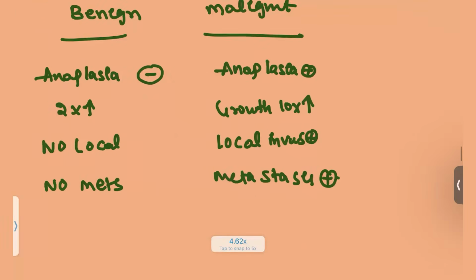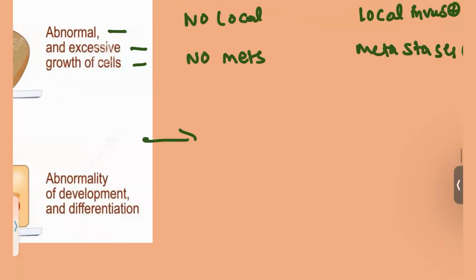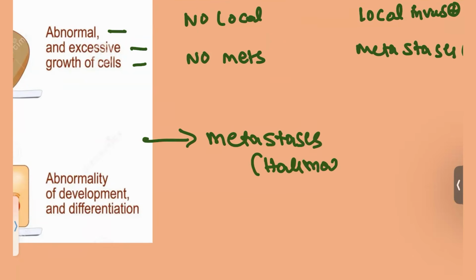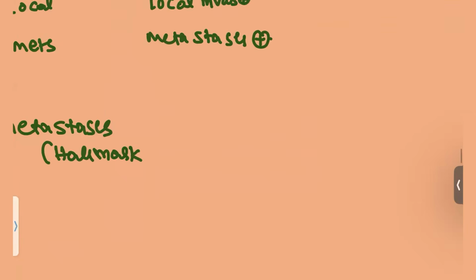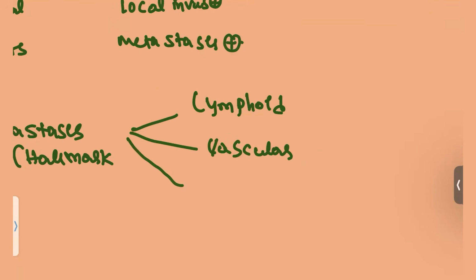So what is the hallmark? Is it the malignancy or the metastasis? So the hallmark for neoplasia is the metastasis. And metastasis has three types. One is the lymphoid, and the other one is the vascular, and direct.